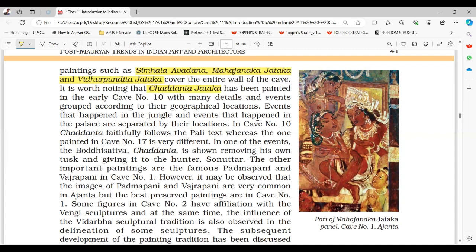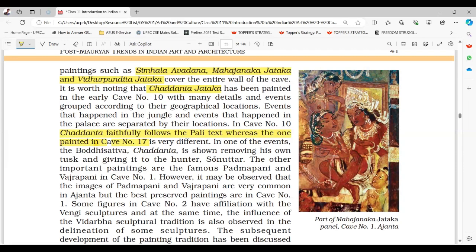In cave number 10, Chhaddanta faithfully follows the Pali text, whereas the one painted in cave number 17 is very different. In one of the events, the Bodhisattva Chhaddanta is shown removing his own tusk and giving it to the hunter.